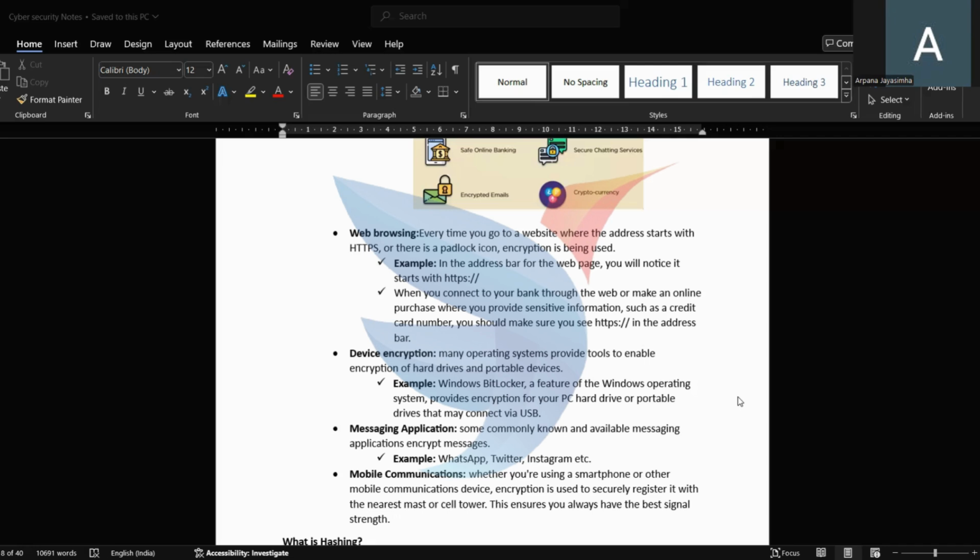Next, coming to mobile communication. Whether you are using a smartphone or mobile communication device, encryption is used to securely register it with the nearest mast or cell tower. This ensures you always have the best signal strength.